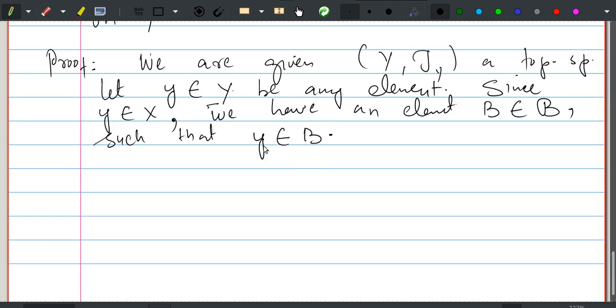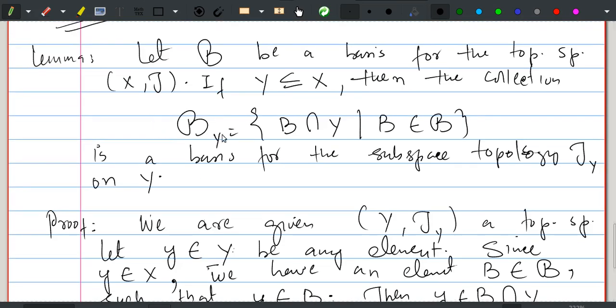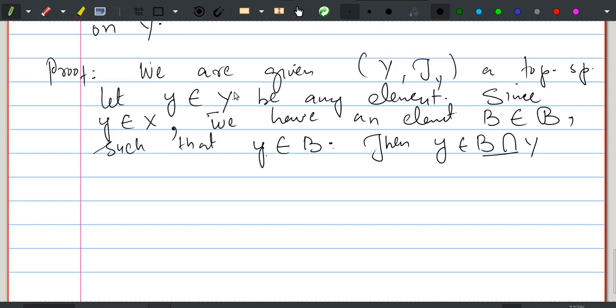Now this y being an element of Y and y being an element of B means y is in the intersection of these two elements, because this y is contained in both Y and capital B. Now B intersection Y is an element of this fancy B sub Y by definition. So what we proved is that for any y in Y we are able to find an element in this fancy B sub Y such that y is contained in this set. That means B sub Y satisfies the first condition of being a basis.